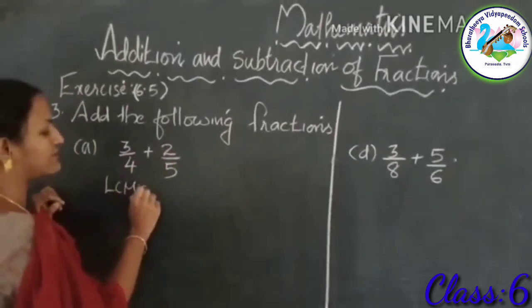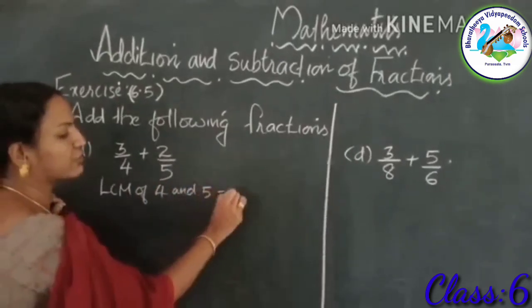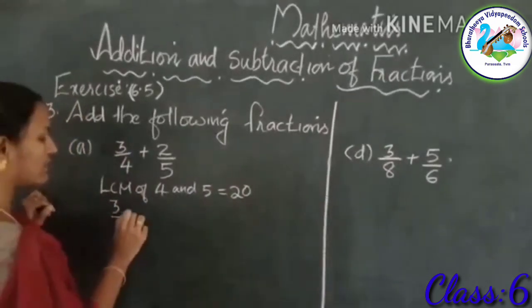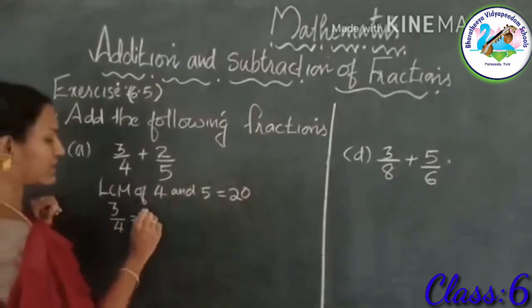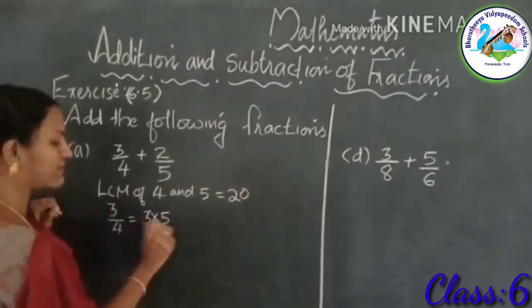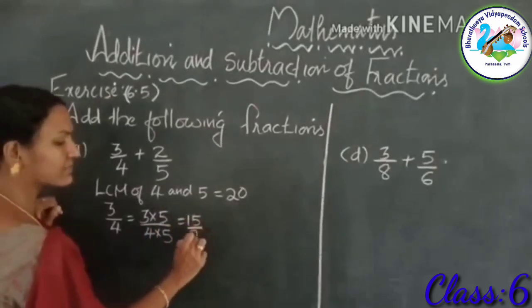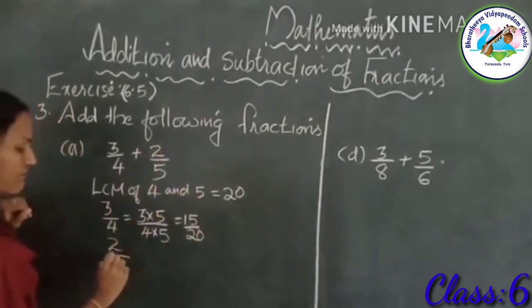First of all we have to find the LCM of 4 and 5. LCM of 4 and 5 is 4 into 5, 20. So 3 by 4 is equal to, multiply 4 with 5, we get 20. So 3 into 5 divided by 4 into 5, 15 by 20.